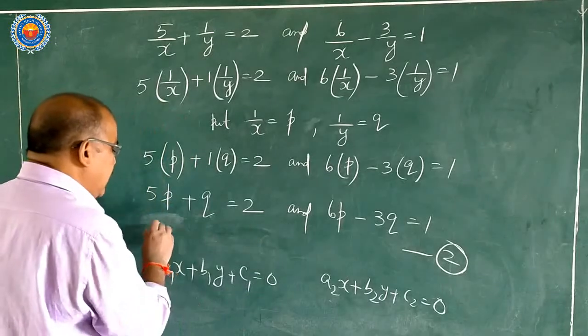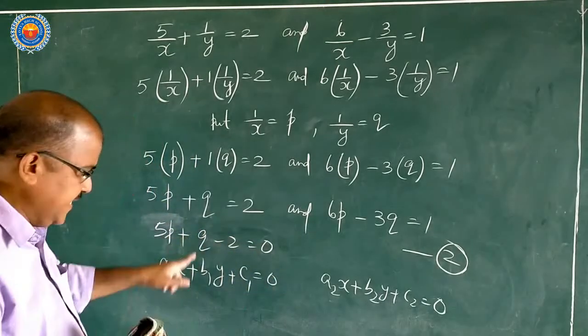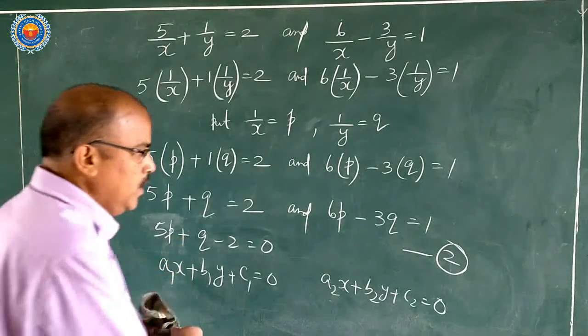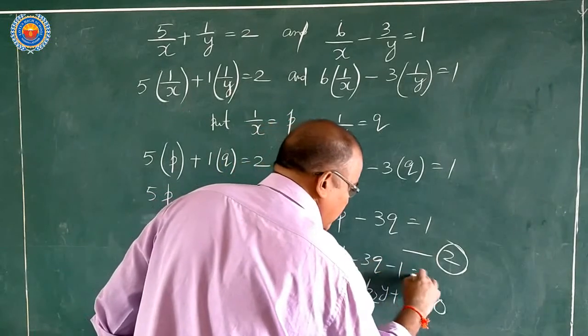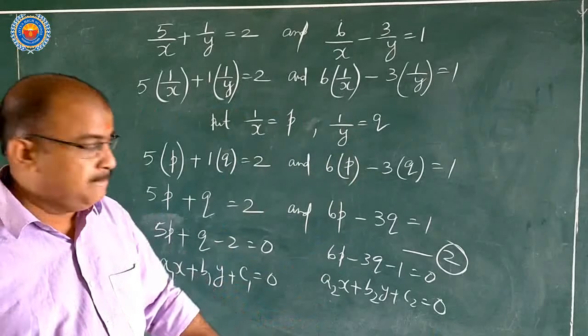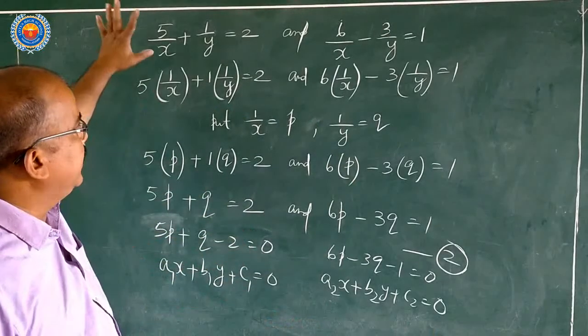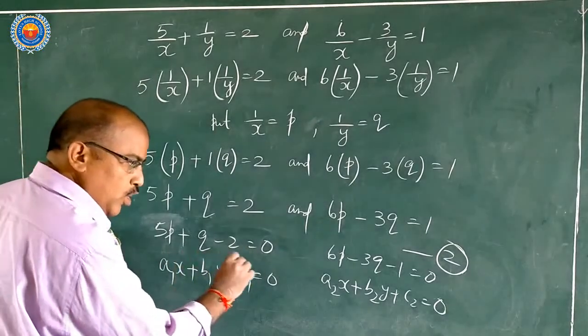This is nothing but 5p plus q minus 2 is equal to 0. Yes, it is in general form. So this is 6p minus 3q minus 1 is equal to 0. This is in general form. The first step is completed. So the equations reduce to a pair of linear equations in two variables.